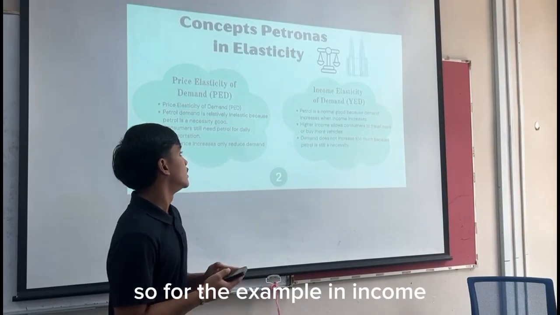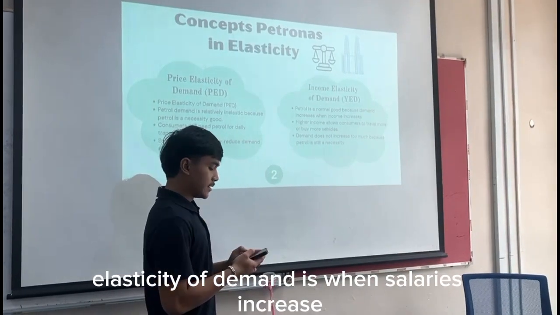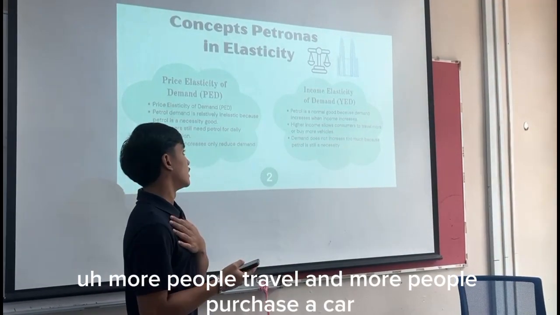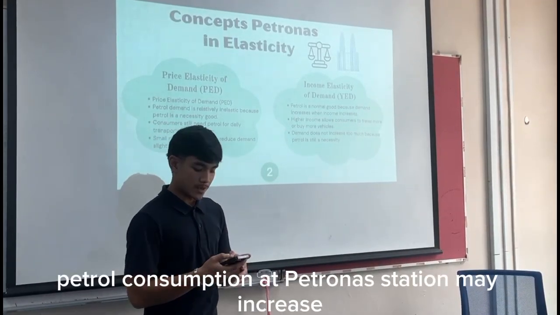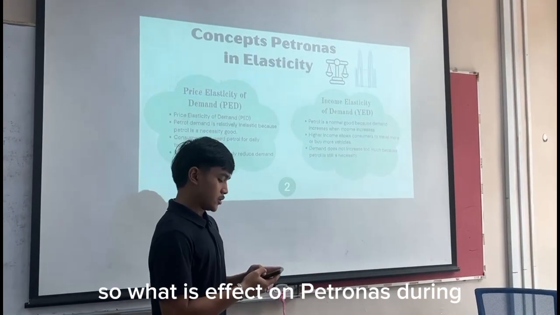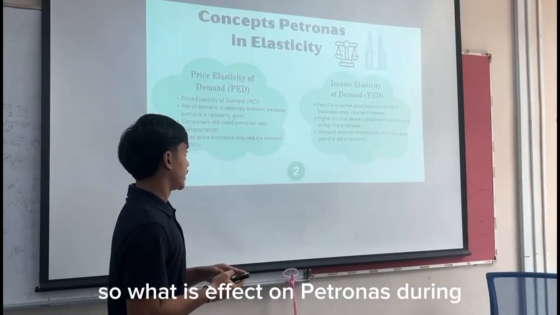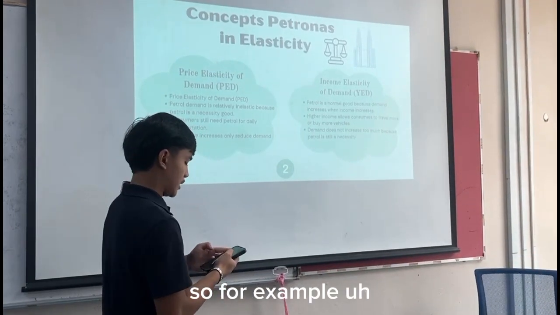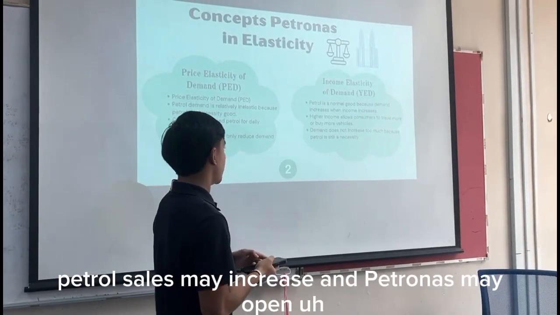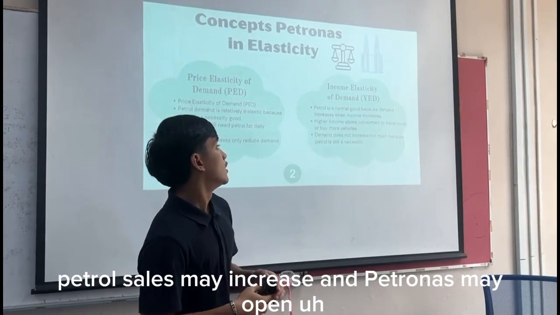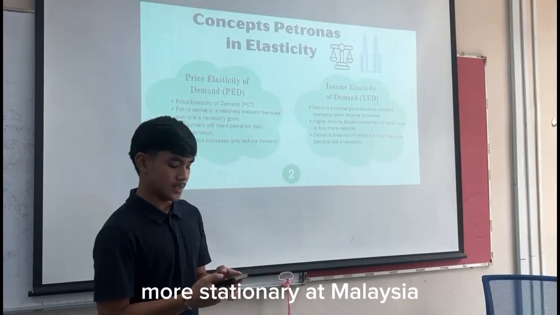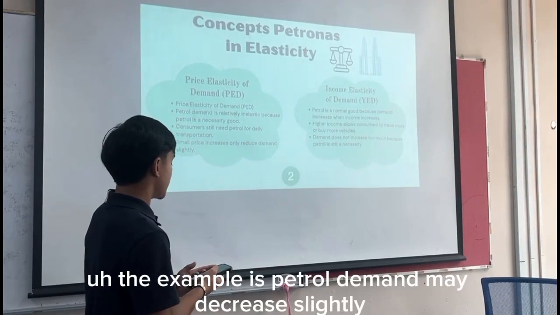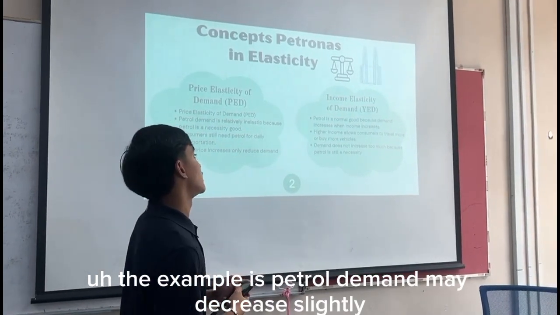For the example of income elasticity of demand, when salaries increase or the Malaysian economy grows, more people travel and more people purchase a car. As a result, petrol consumption at Petronas stations may increase. So what is the effect on Petronas? There are two cases: during economic growth and during economic slowdown. In economic growth, petrol sales may increase and Petronas may open more stations in Malaysia. During an economic slowdown, petrol demand may decrease slightly.